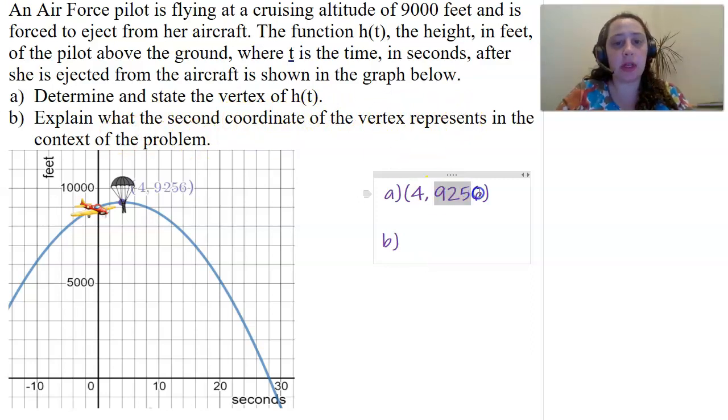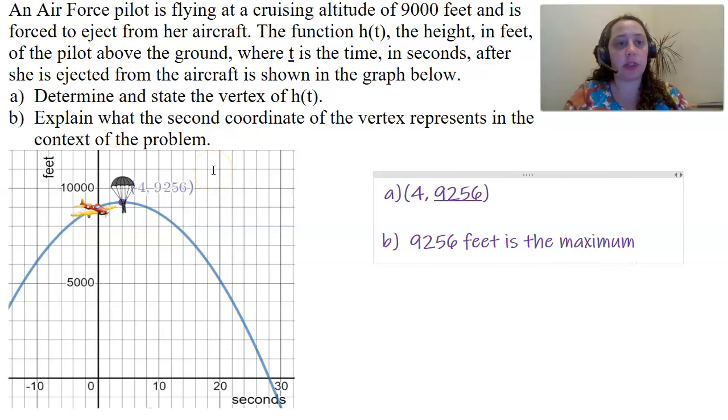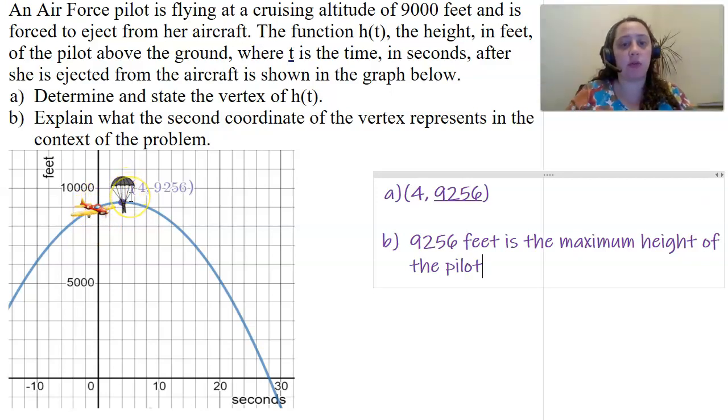So here's our second coordinate. What does this represent? We know this is the height in feet, so we can say 9,256 feet is, the vertex is a maximum. The maximum, and h of t represents the height of the pilot. That's who we're talking about. When she ejects, she goes up a little bit to 9,256 feet before she starts coming back down.